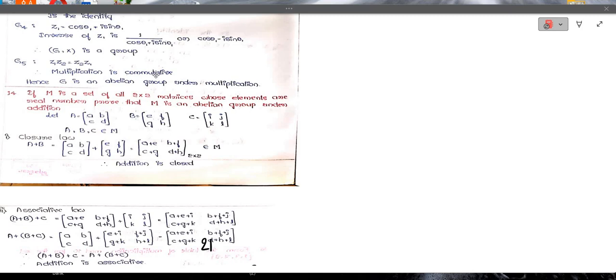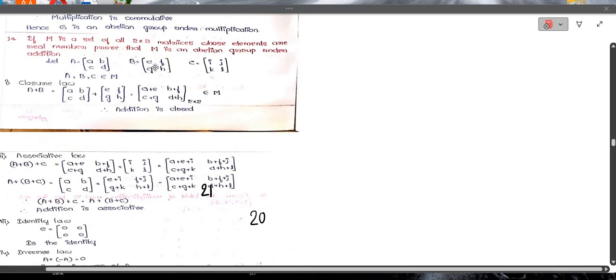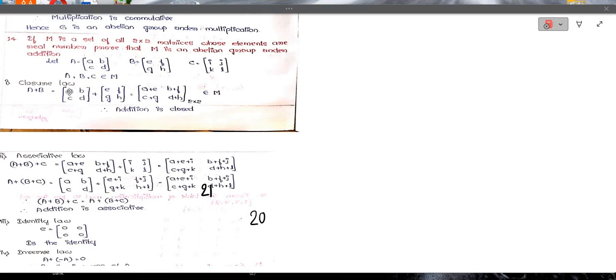Closure law. A + B. A + B means substitute A and B values. How do we do matrix addition? First one plus first one, that is a + e. Second one plus second one, that is b + f. Third one plus third one, that is c + g. Fourth one plus fourth one, that is d + h.